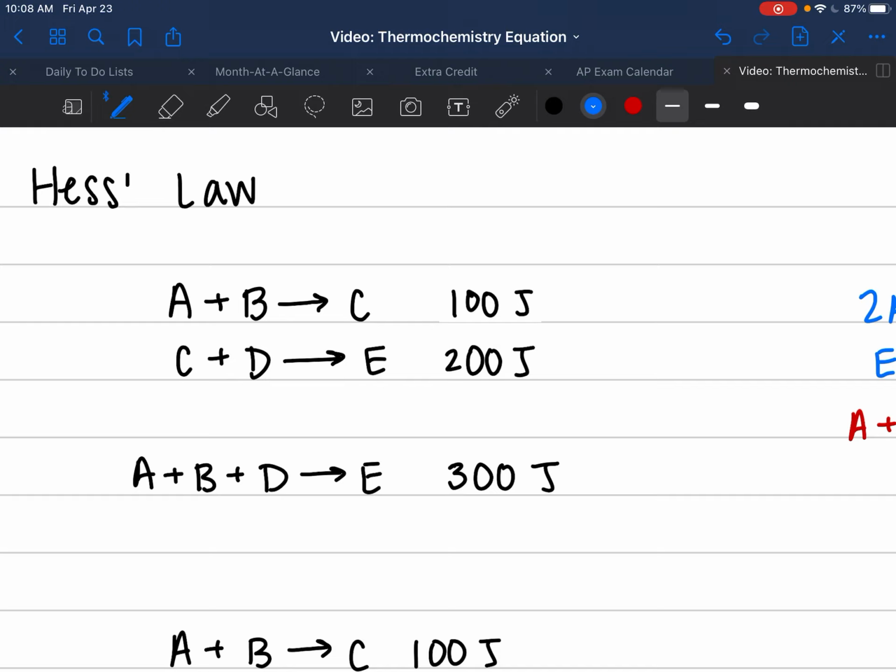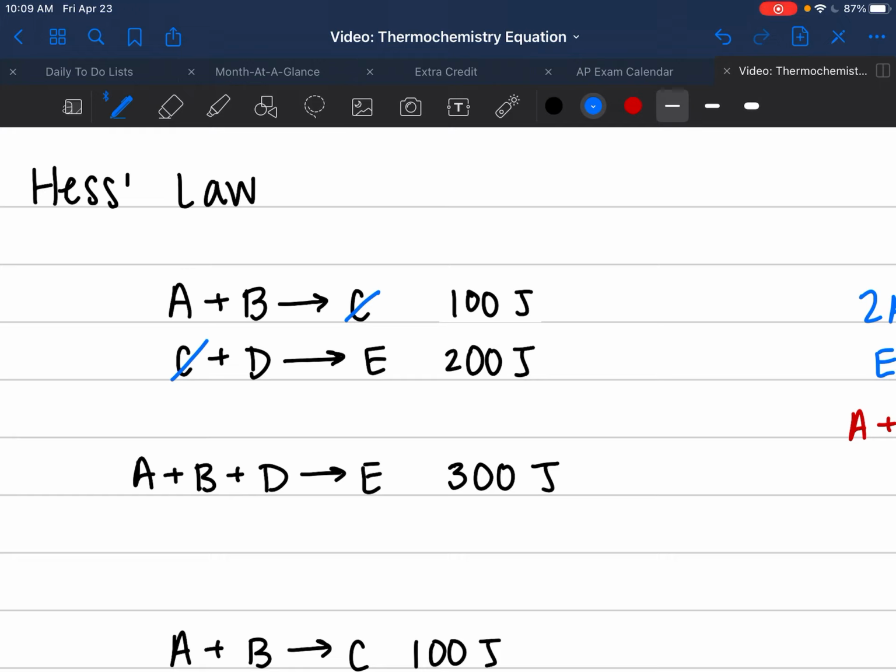So then let's say we have a third reaction. We can say A plus B plus D will yield E. So how did I get that? In order to get that, notice that these top two reactions, you have C in two different places. You have it on the product side and on the reactant side, so it can cancel out. That's where you get the A plus B plus D, which can yield E.